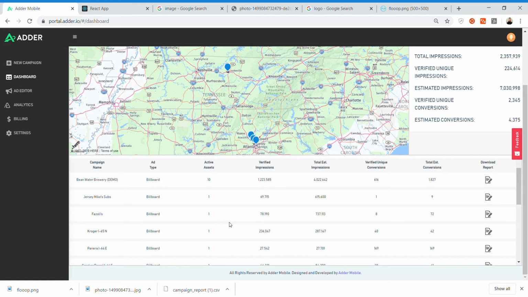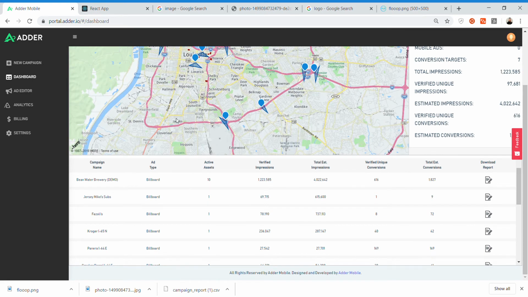Let's take a brief moment to dive in a little deeper on some of these numbers here. So I'm going to pull up one of our campaigns. Let's pull up the Beanwater Brewery again, since that's kind of the reference campaign. Now, there's a couple of things that you're going to see on the dashboard itself that may or may not make sense to you depending on your experience with advertisements.